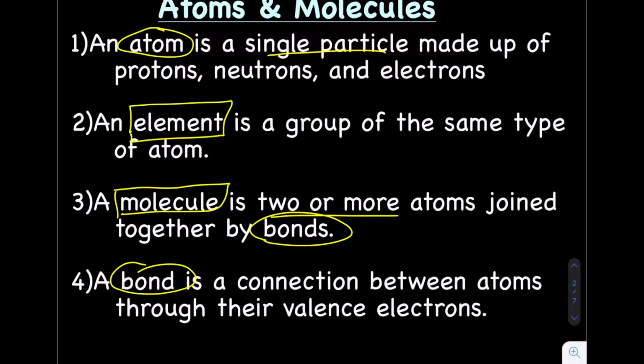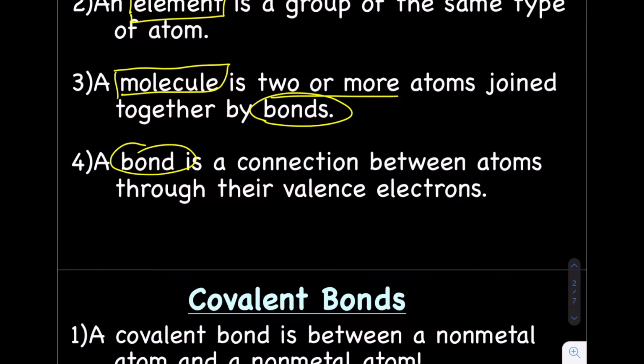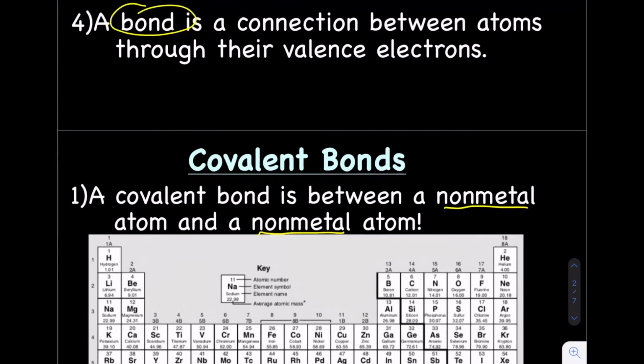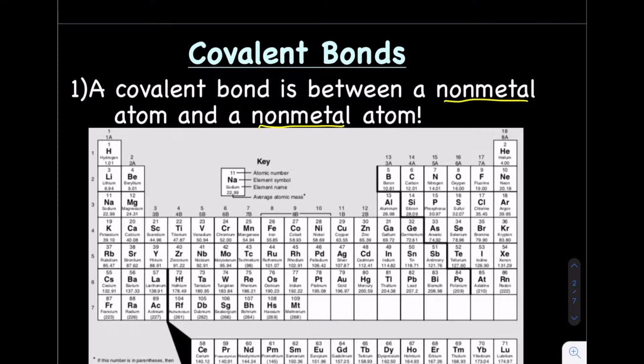All right, onward to the point of the lecture, which is how to name and write formulas for covalent compounds. So I guess first let's talk about covalent bonds. A covalent bond is a bond between a nonmetal atom and a nonmetal atom. And that's important to remember because as we progress through the year, we're going to learn about different types of bonds, which are formed from different types of atoms. So again, a covalent bond is a bond between 2 nonmetal atoms.